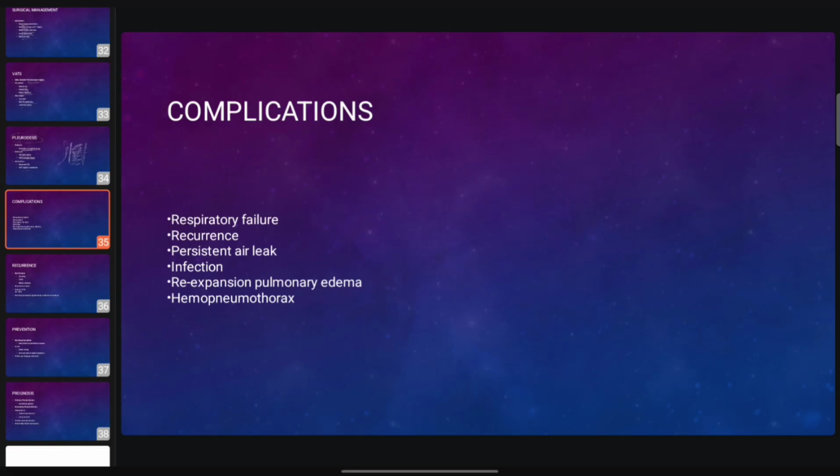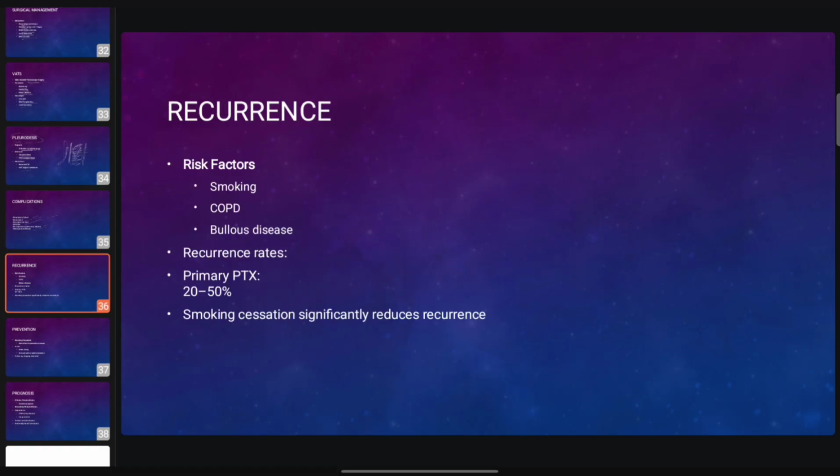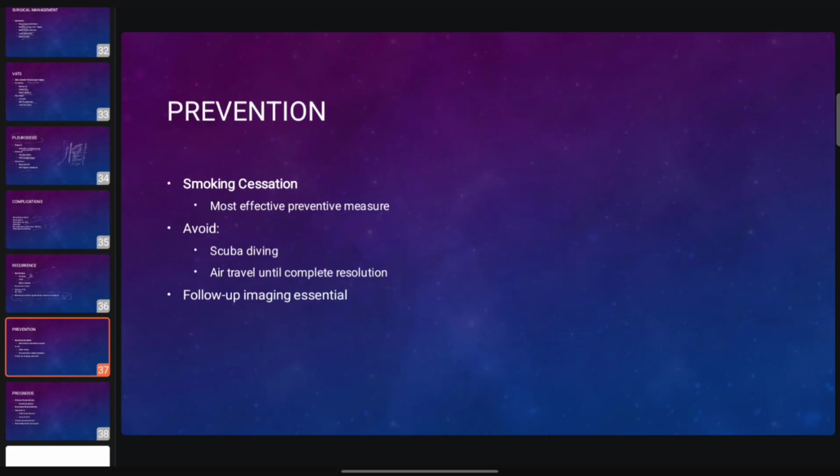The complications include respiratory failure, recurrence, persistent air leak, infections, and re-expansion pulmonary edema. The risk factors for recurrence include smoking, which is the most important, then COPD and bullous disease. The recurrence rate in primary is 20 to 50%, and smoking cessation significantly reduces the recurrence rate. Prevention includes the most important step for all pulmonary diseases: smoking cessation, and avoiding scuba diving and air travel.